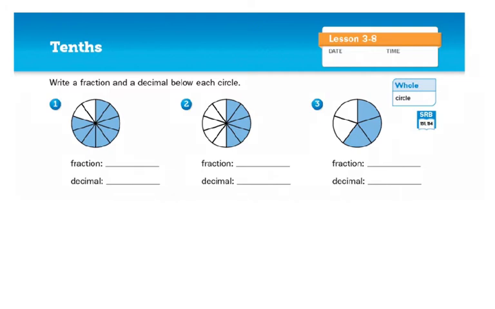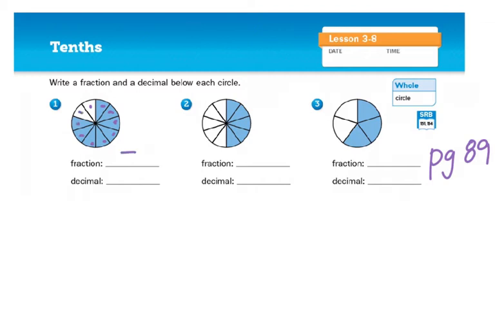Today we're going to go into our math journal and start working on tenths when something is divided into 10 equal parts. We're going to begin on page 89. Page 89, tenths. Write a fraction and a decimal below each circle. So we've been working on fractions. We know how to count how many equal parts there are. So 1, 2, 3, 4, 5, 6, 7, 8, 9, 10.